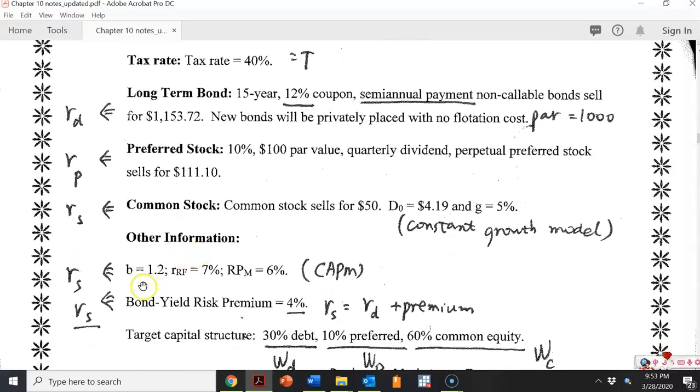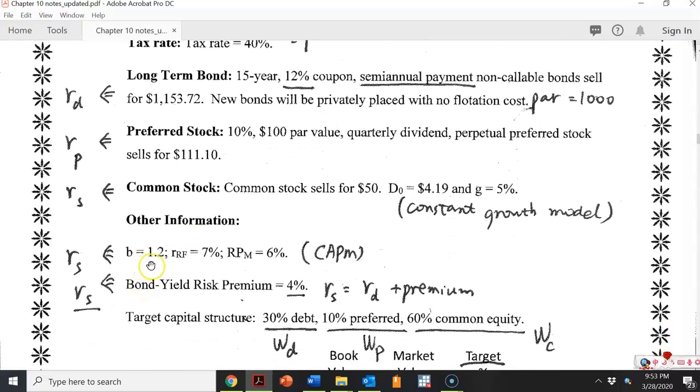Other information: we also know the beta for this firm is 1.2, the risk-free rate is 7%, and the market risk premium, RP_M, is 6%. Based on this information, we can use the CAPM model we learned to calculate r_s, the stock return, or cost of common stock.